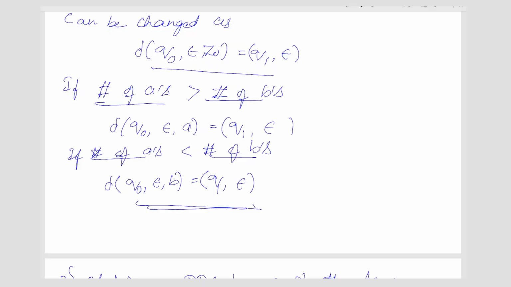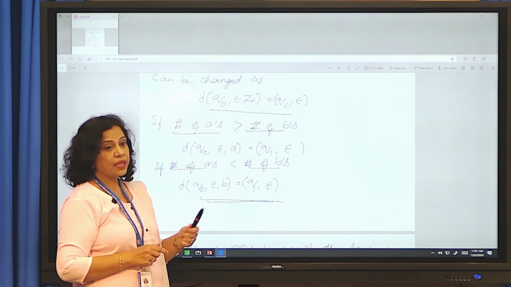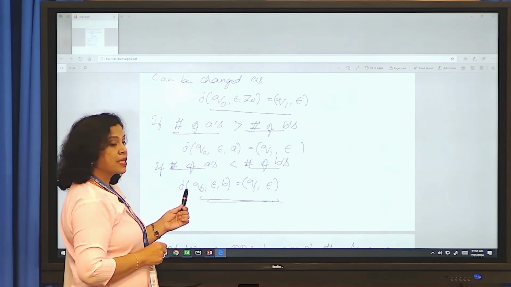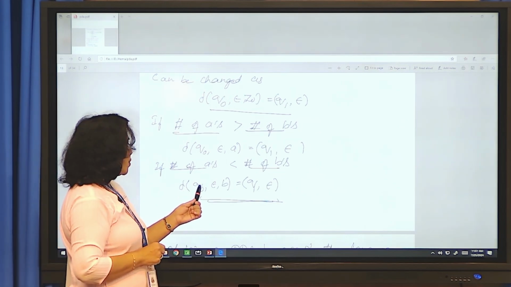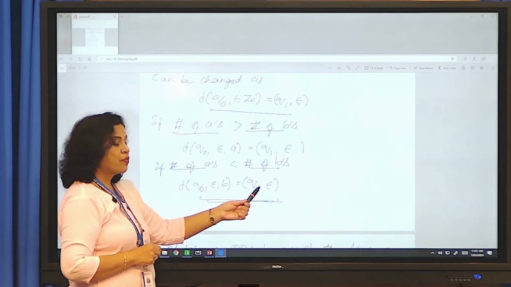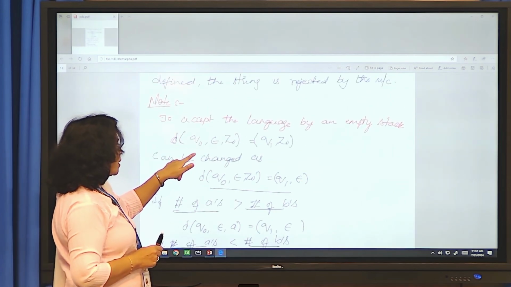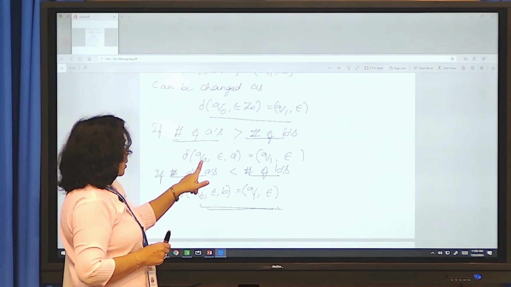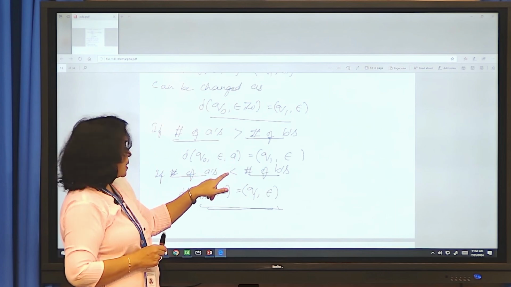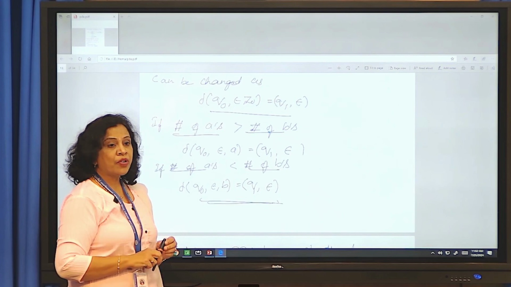The same question, if it is asking if the number of A's is less than number of B's, then there are more B's. So the stack will be having extra B's. So the last configuration would be delta of Q naught comma epsilon comma stack will be having B's. That would be equal to Q1 comma epsilon. So instead of this last configuration, we will have Q naught comma here instead of Z naught we are either having A if there are more A's, we will have B's if there are more B's. So that is about number of A's and number of B's.